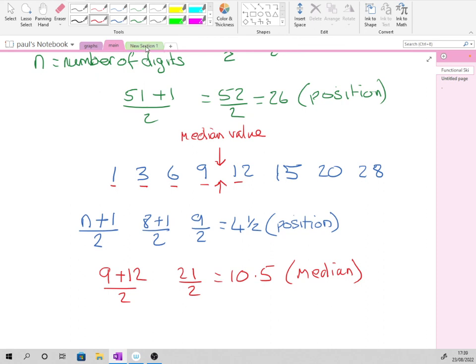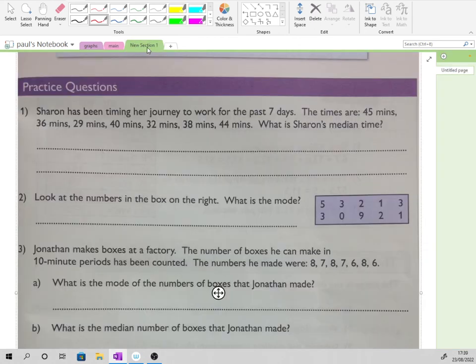So let's have a look at some. It's a bit more complicated, so let's have a look at these. Sharon has been timing her journey to work for the past 7 days. The times are 45, 36, 29, 40, 30, and so on. What is Sharon's median time? The median. So we've got to put them in order.